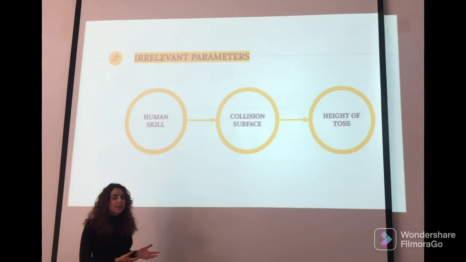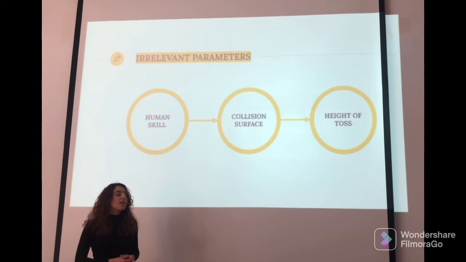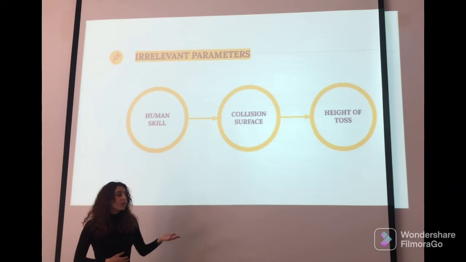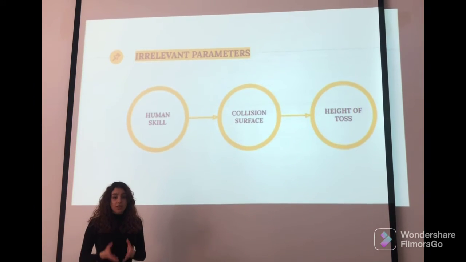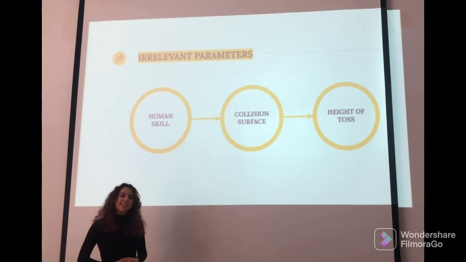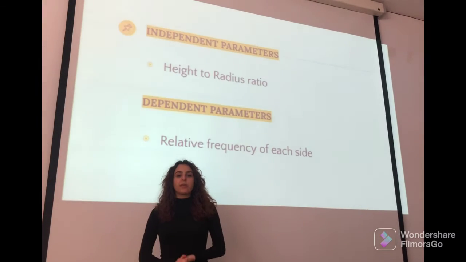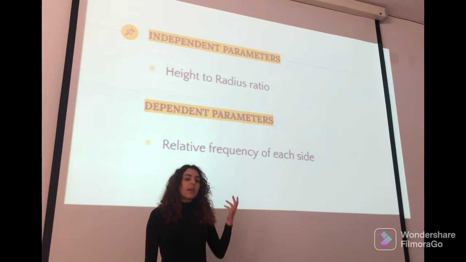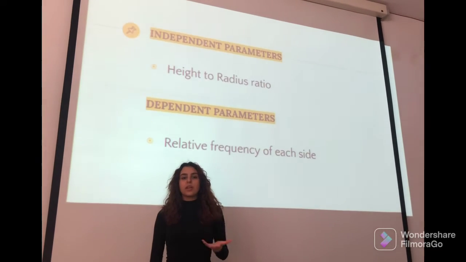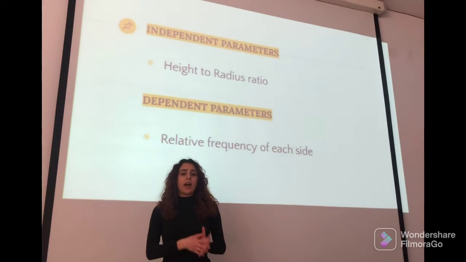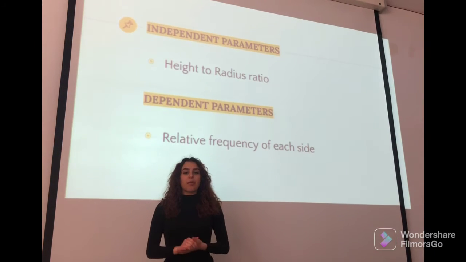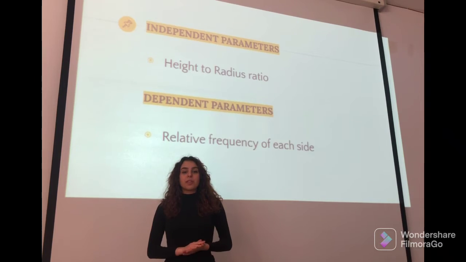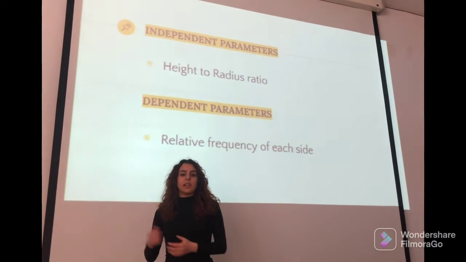Since this is a random experiment, some parameters must be discarded. These include the human skill, the collision surface of the dice, and the height of the toss. Assuming that these parameters are not extreme, they do not matter in this experiment. Moving on to the rest of the parameters, these include the independent parameter, which is the one that changes throughout the experiment: the height to radius ratio of each cylinder. And the dependent parameter, which is the one we measure, is the relative frequency of landing on each side in each cylinder.